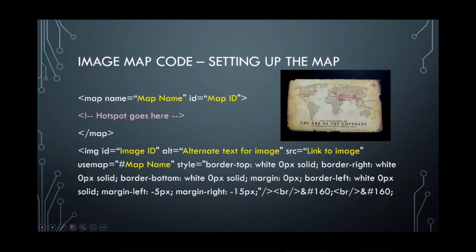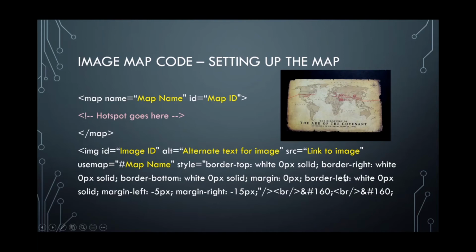Setting up the image map code, we have the first line here where we're creating the map. We give it a name, and then an ID. My yellow text here is what you would edit for whatever you have. Everything else can probably be the same. I'll talk about more of the hotspot code in a second. That would go here. It's just commented out as a note.